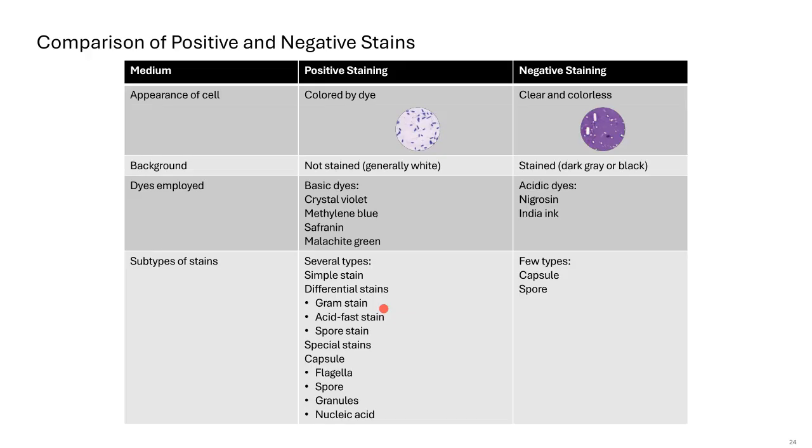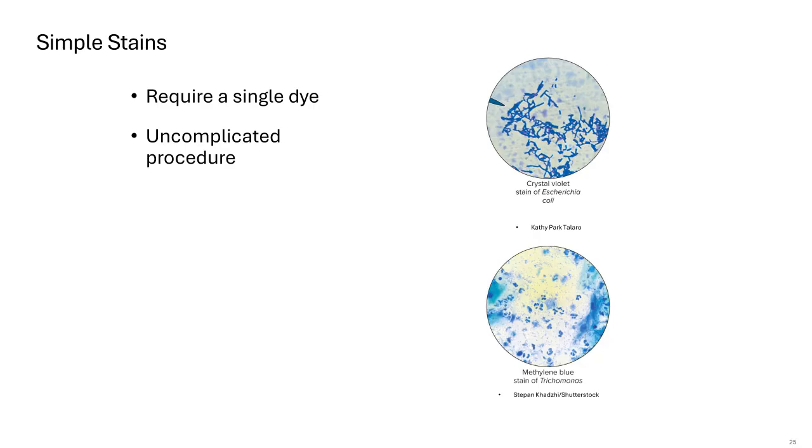So let's look at pictures of some of those kinds of differential stains, because you'll do all of these. So this is a simple stain. You've done nothing more than take a sample, heat fix it to a slide, then stain it. I think this one is methylene blue. Oh, nope, sorry, crystal violet of E. coli here. The E. coli cells are in blue purple on a white background. Here is a methylene blue of trichomonas, where the trichomonas is blue and the background is white. It's uncomplicated, takes a single dye, is very effective.